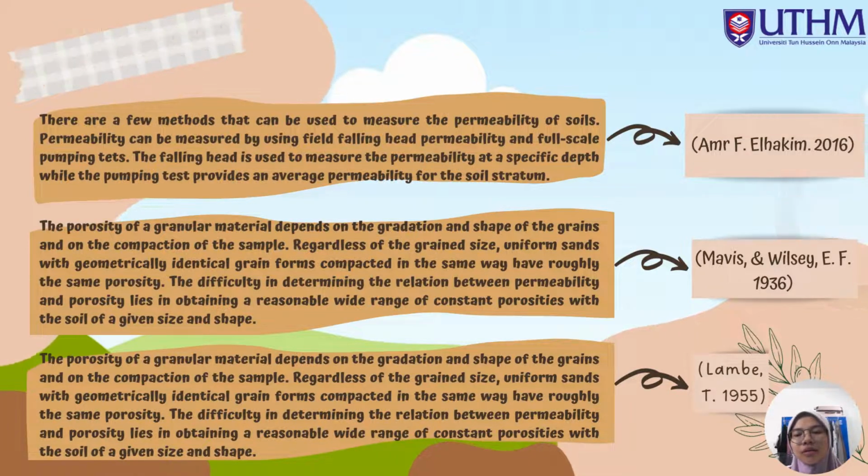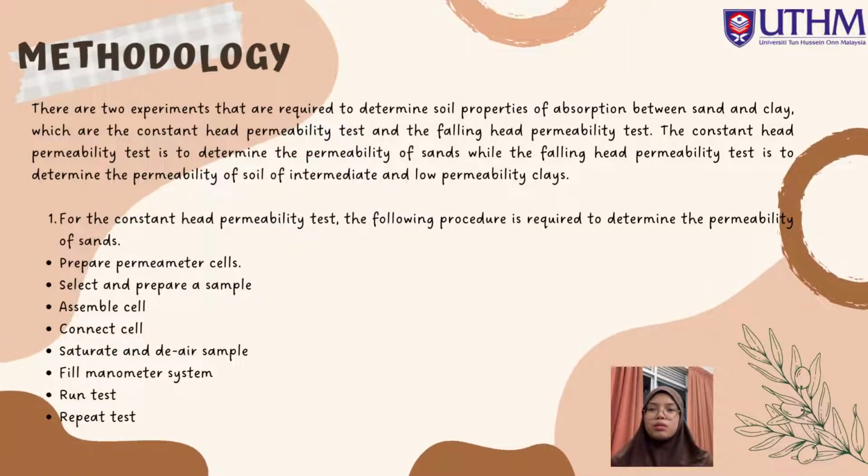There are two experiments that are required to determine some properties of absorption between sand and clay, which are the constant head permeability test and the falling head permeability test. The constant head permeability test is to determine the permeability of sand, while the falling head permeability test is to determine the permeability of soil of intermediate and low permeability, such as clays. First, for the constant head permeability test, the following procedure is required to determine the permeability of sand.